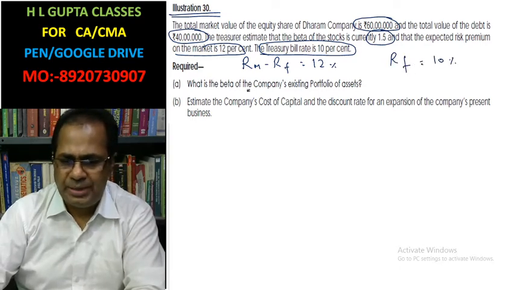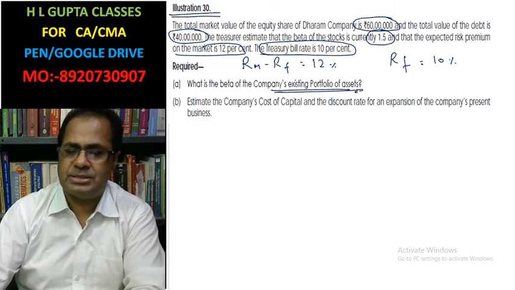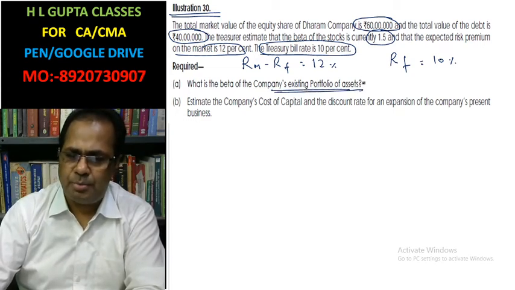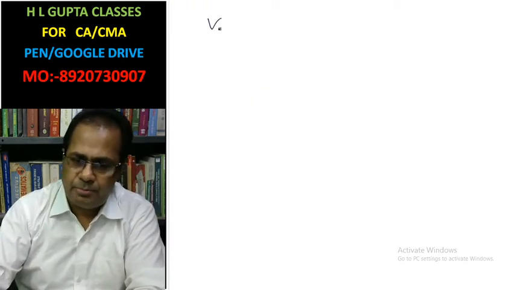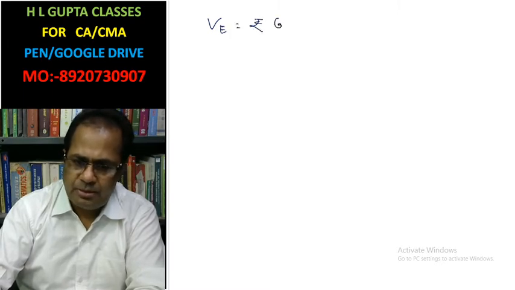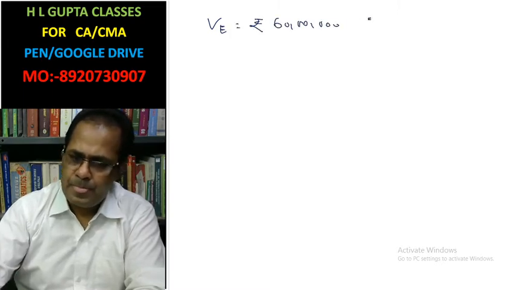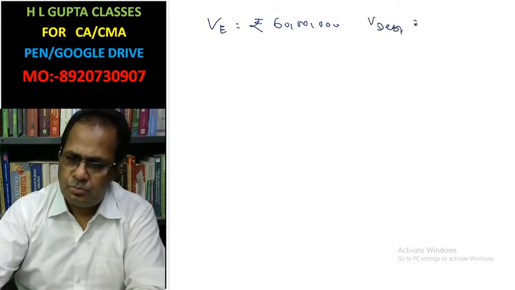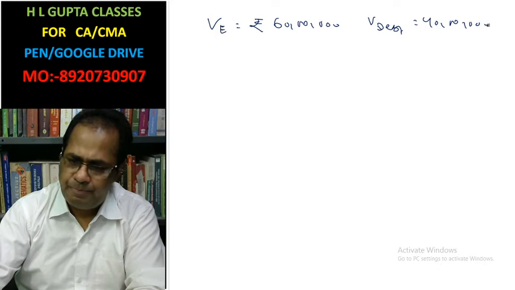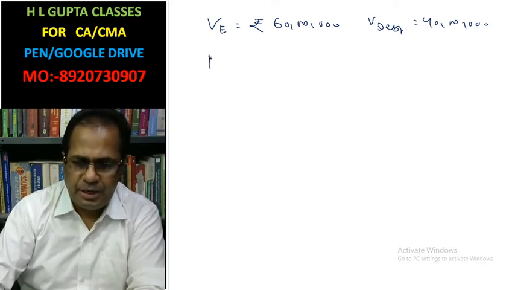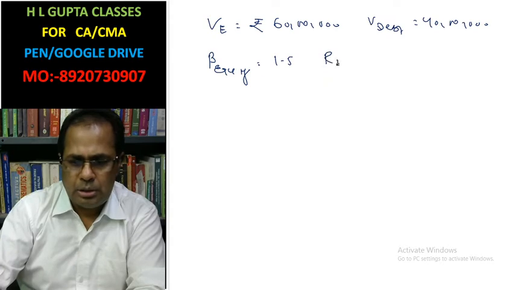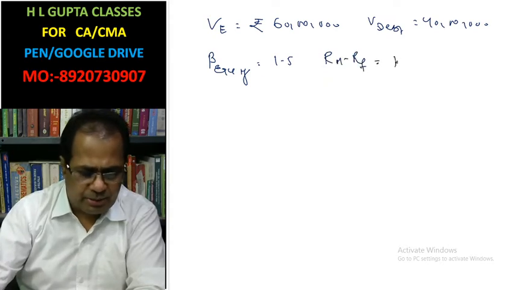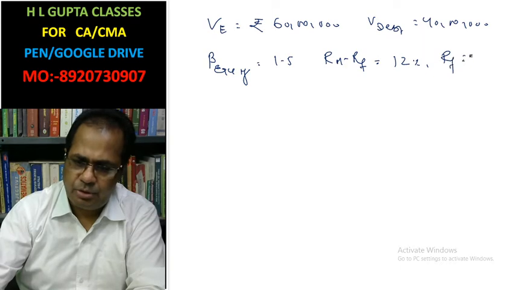Then what is the beta of the company's existing portfolio assets? You have to calculate the beta of the company. In this case, what is given? Value of equity is given, rupees 60 lakh. Value of debt is given, rupees 40 lakh. Beta of the equity is given as 1.5. RM minus RF is given as 12%. Risk free rate of return is 10%.